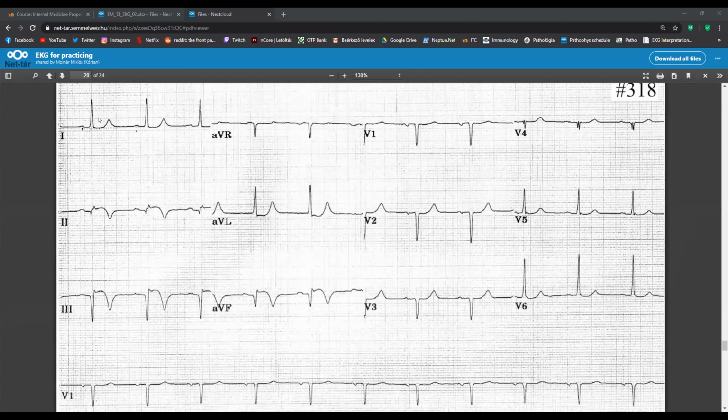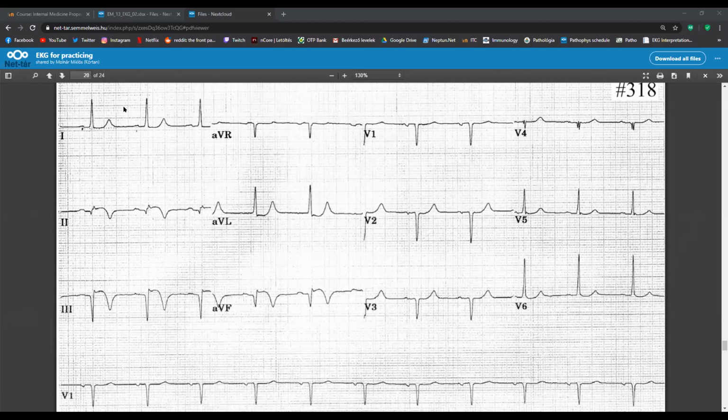So, this tracing is rhythmic. We can see a bit more than four large squares in the R-to-R interval, so I would say about 70 beats per minute. We can see a P wave, although it's very small, but it's there, so it's sinus rhythm.